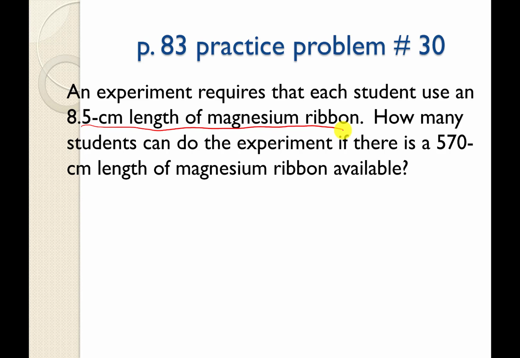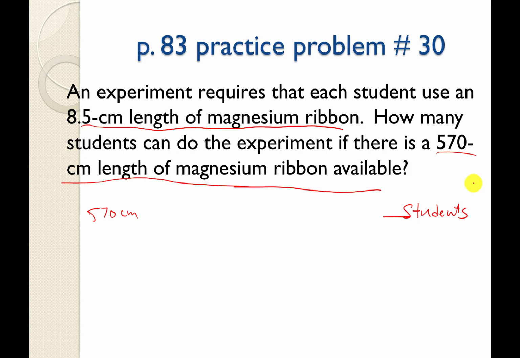So, what are we given? We are given a 570 centimeter length of magnesium ribbon. Okay, now what do we want? We want to know the number of students. So we want to know the students that can participate. So we want to know the number of students that can be accommodated by 570 centimeters of magnesium ribbon. Okay, let's see what we can do.